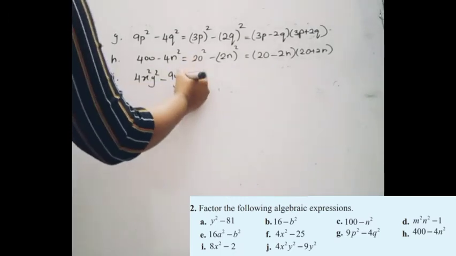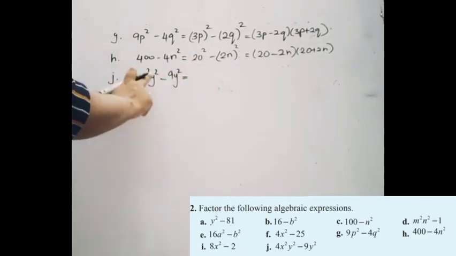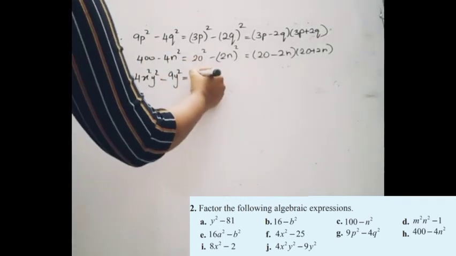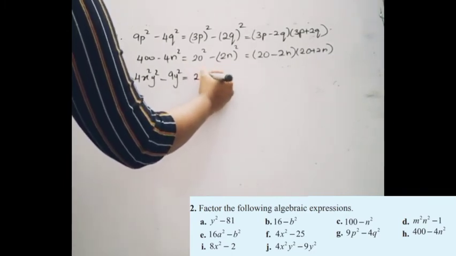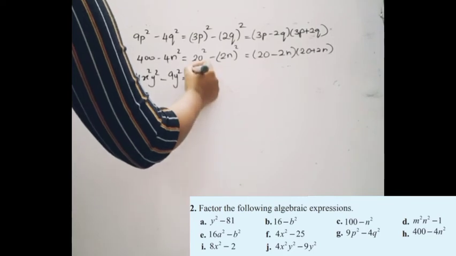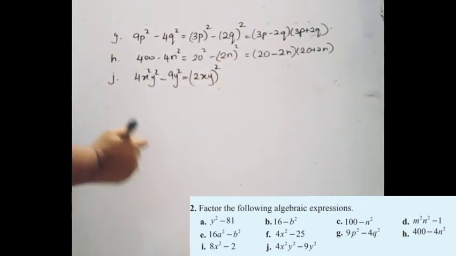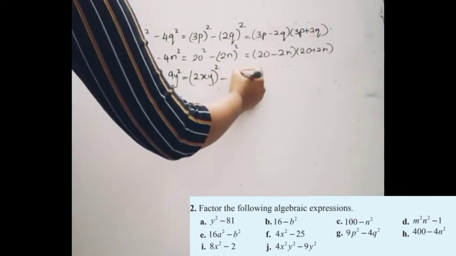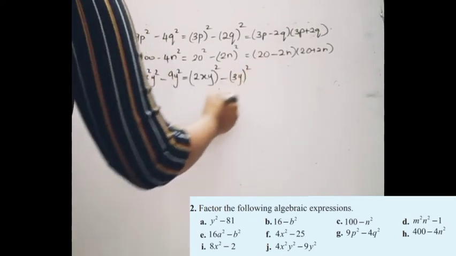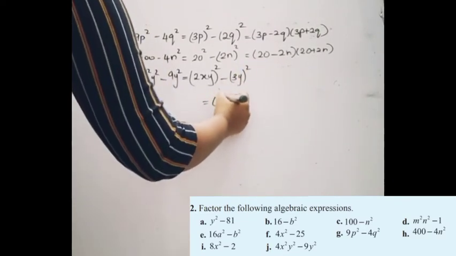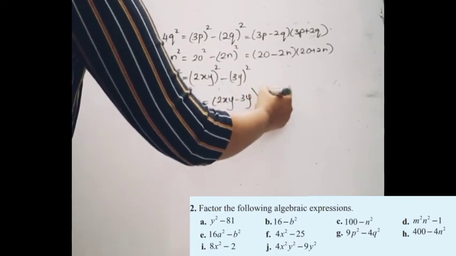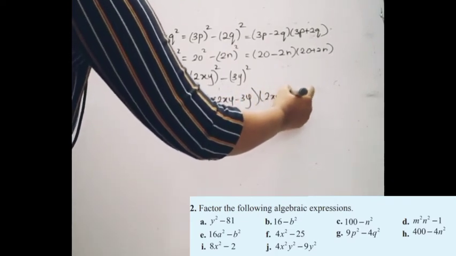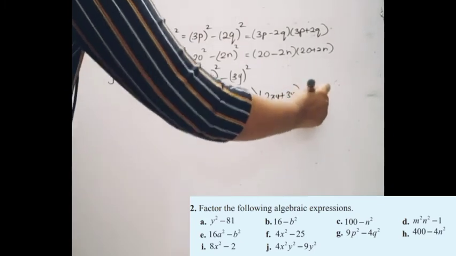Now the last one is 4x square y square. So you have three terms there. So 2xy whole thing square minus 3y whole thing square. So this can be factorized as 2xy minus 3y and then addition of these two, 2xy plus 3y.